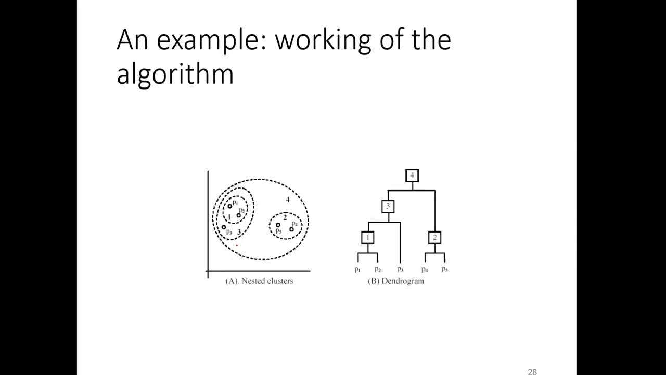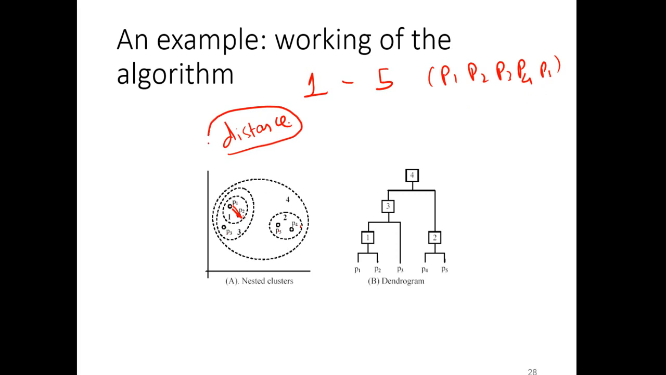Here is an example. There are 5 data points: P1, P2, P3, P4, and P5. In the first step, each point is its own cluster, so we have 5 clusters. P1 and P2 are very close to each other, the least distance. Every time in clustering we are calculating distance. We will study more about calculating distance in the next few slides.